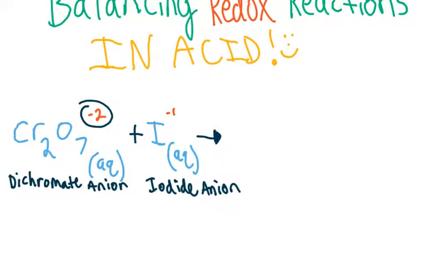What's going to form is a Cr3+, and we're going to have iodine, diatomic iodine, with no charge. Let me label these also: the Cr3+ is going to be in aqueous solution, and our diatomic iodine, or iodine gas, is going to be in our gaseous state. So now let's go ahead and balance this redox reaction in acid.